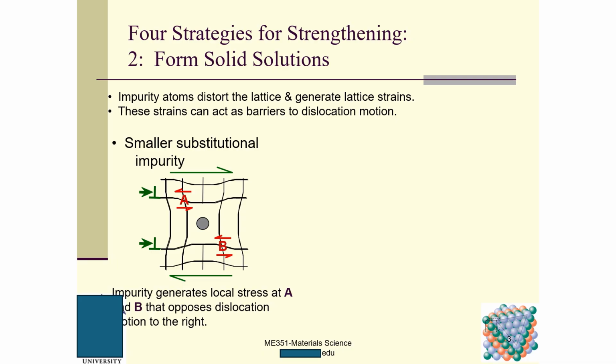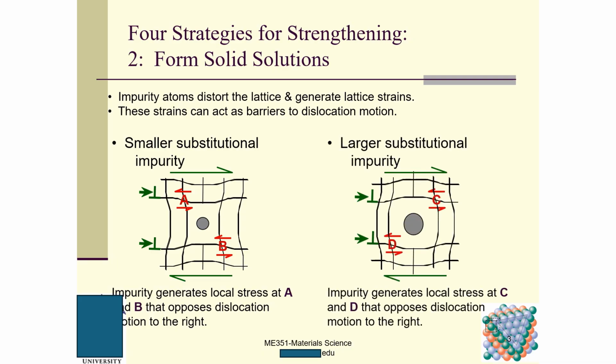So this is a smaller substitutional impurity. This substitutional impurity generates local stress at point A and also point B that opposes dislocation motion to the right. This is a shearing stress. So this is the first scenario, in which we have a smaller substitutional impurity.